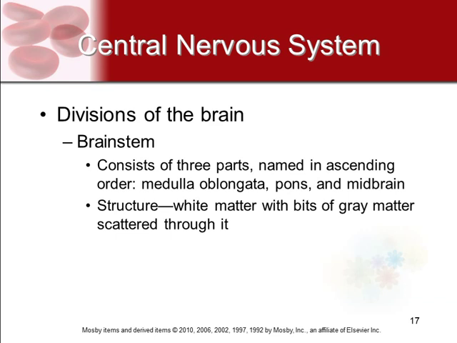Just to go back to a little bit of the anatomy again, we have some divisions of the brain. First you have your brainstem. Your brainstem consists of three parts, named in ascending order: your medulla oblongata, your pons, and then your midbrain. These are mainly white matter. Remember, that's the myelinated stuff, with a few little bits of gray matter in it.